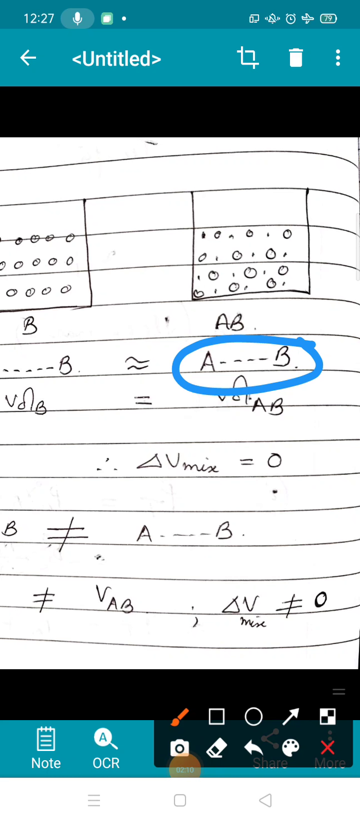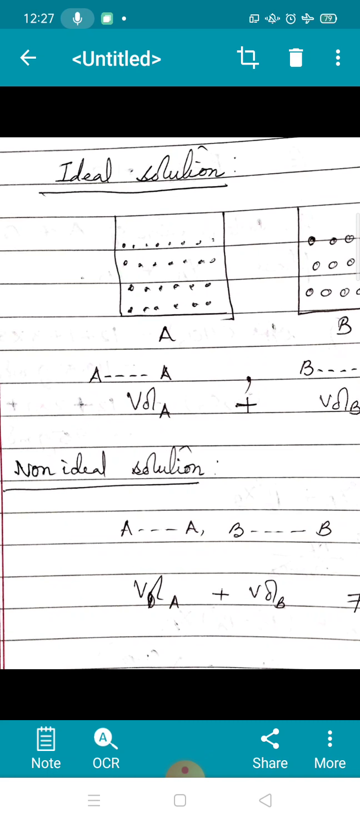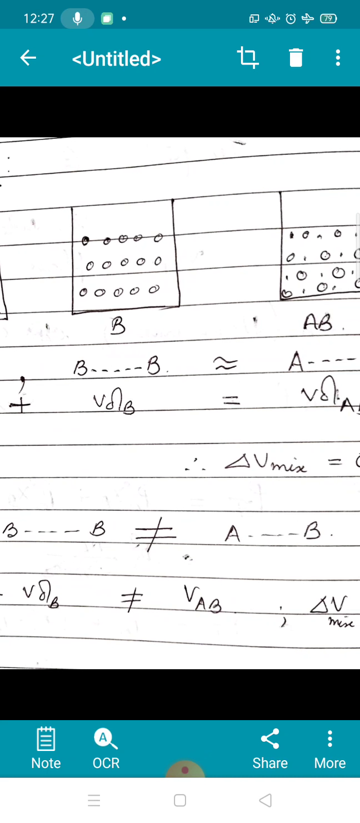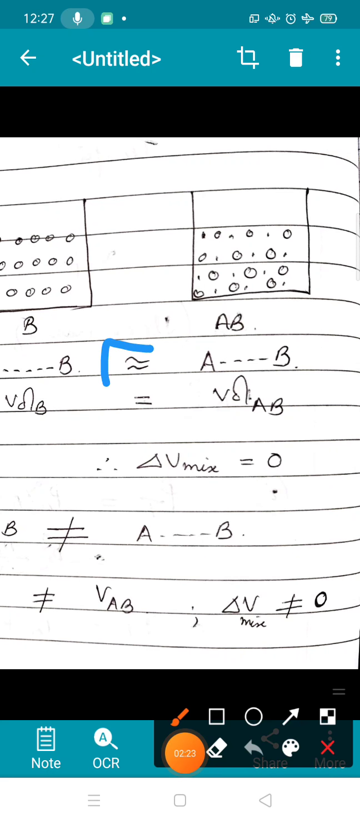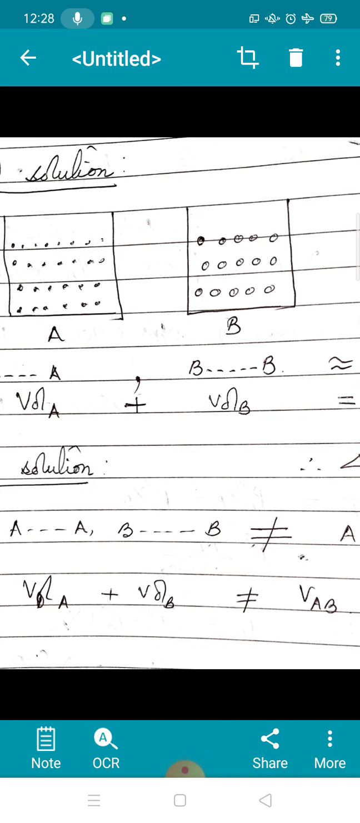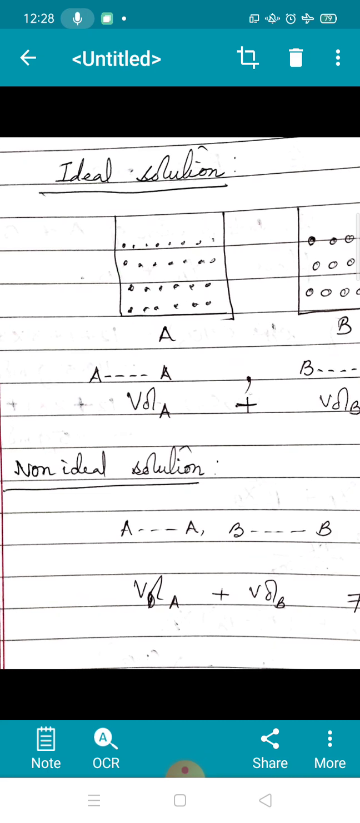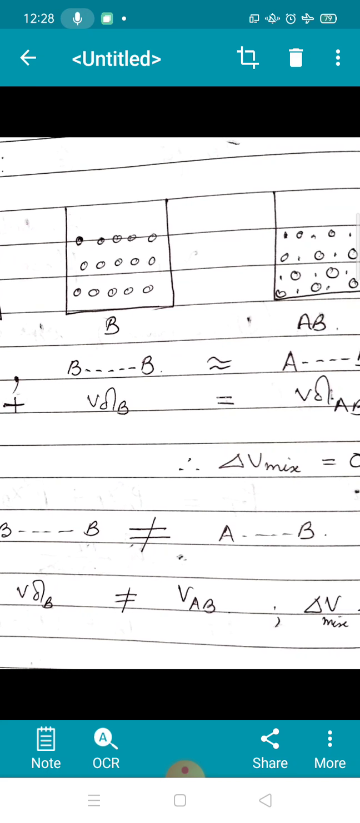Now we call a solution an ideal solution if the AA interaction and BB interaction are almost the same as the AB interaction. This curled equality means almost equal. So when the interactions are almost equal, then we call them ideal solutions. Now, if I consider that the volume of component A is VA, or just volume A, and the volume of B is volume B, you can write VB also.